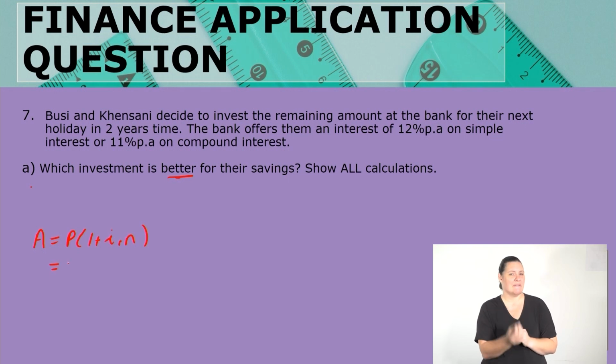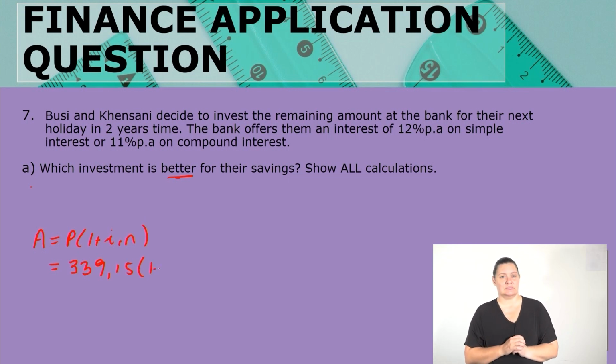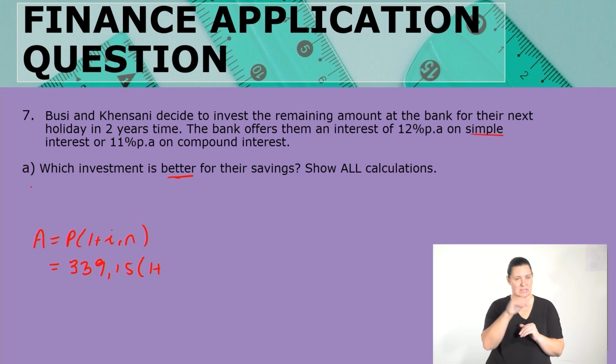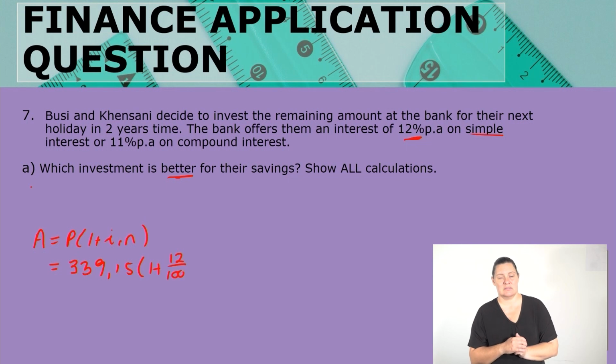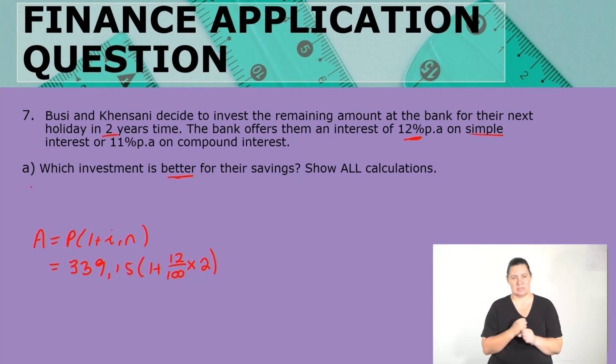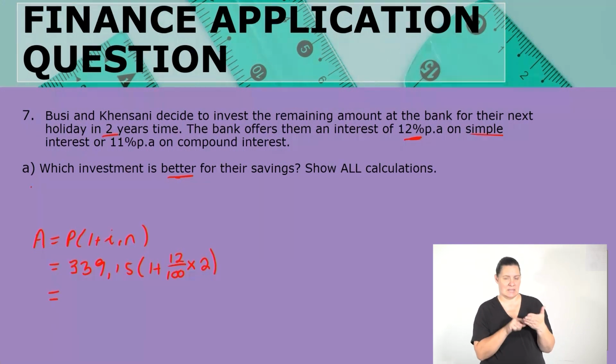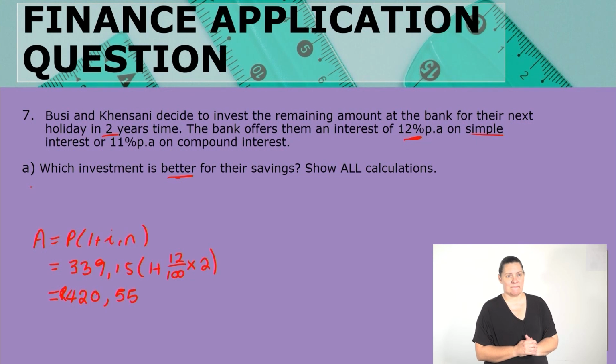do you remember what was the amount that they had left in their account? That was 339 rands and 15 cents. The simple interest was 12%. So that is 12 divided by 100, and we are going to multiply that with 2 years. You punch that into your calculator as it is, and our answer there is 420 and 55 cents. Remember your unit, that's 420 rands and 55 cents.